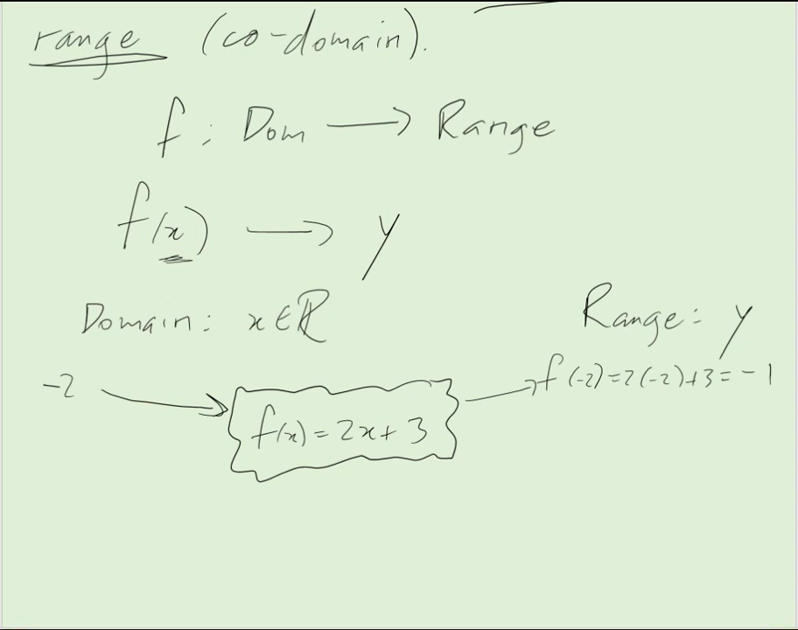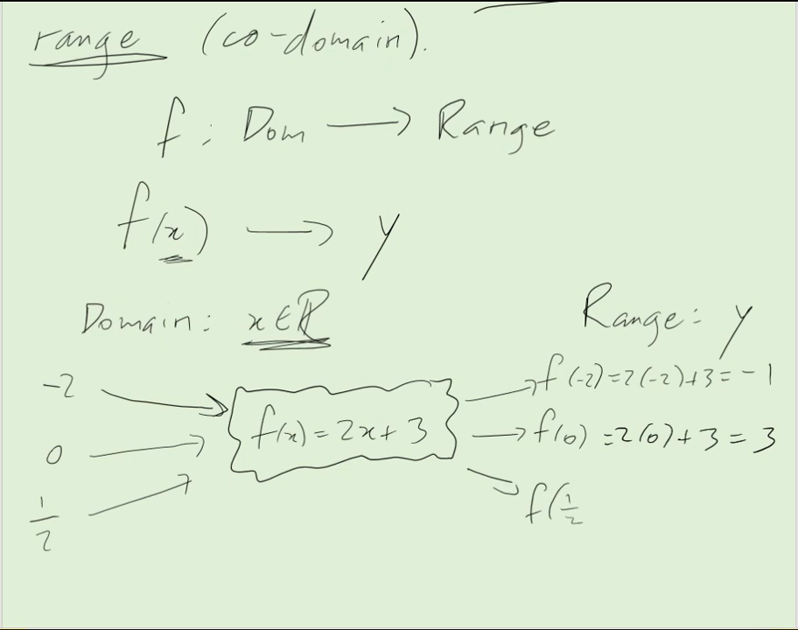And we can plug in another value. Let's plug in 0, for example. And then it will output f of 0, which is 2 times 0 plus 3, which is just 3. And we can plug in, we said it's the whole real line here, so we can plug in anything. We can plug in a half, I suppose. And this will output f of a half, which is 2 times a half, which is 1, plus 3, which is just equal to 4.